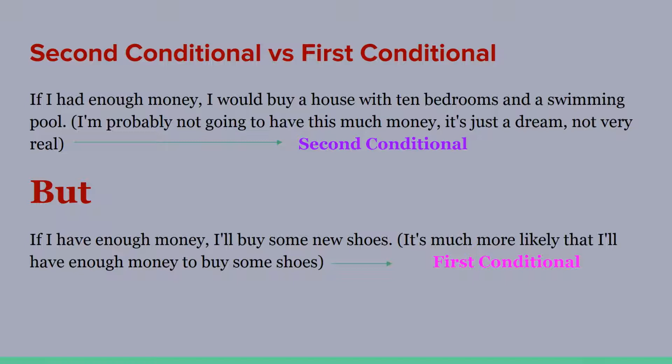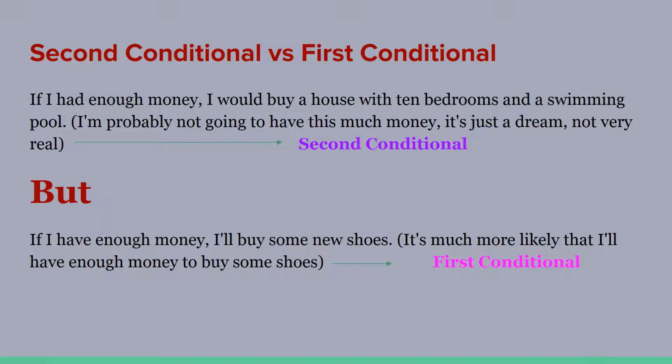Let's take a look at the difference between the first conditional and the second conditional. Now I'm going to give you an example using second conditional, and then I will try to explain the difference between the second conditional and the first conditional using the same example. When we say, if I had enough money, I would buy a house with 10 bedrooms and a swimming pool. Right now, in the present, I probably don't have this much money. That's why it's just a dream, me buying a house with 10 bedrooms and a swimming pool.